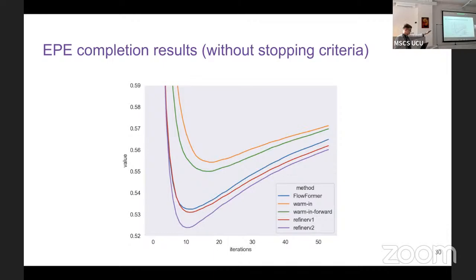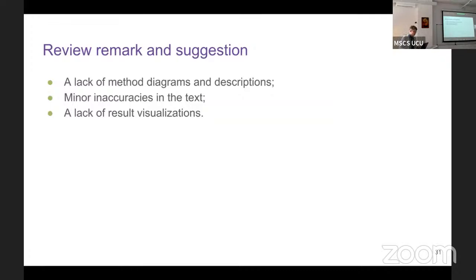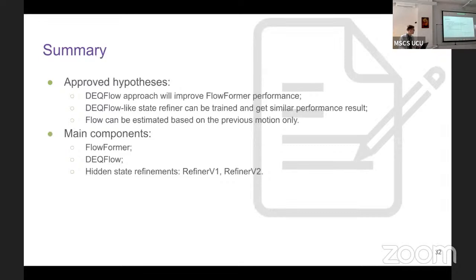Also, I saw your reviewers' marks and suggestions. One reviewer told me that there was a lack of method diagrams and description, so I added them. There were also minor inaccuracies in the text, so I fixed them, and there was a lack of result visualizations, so I added several charts and tables to show it.